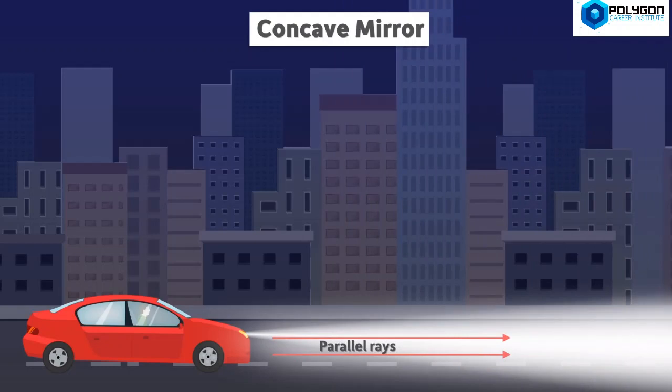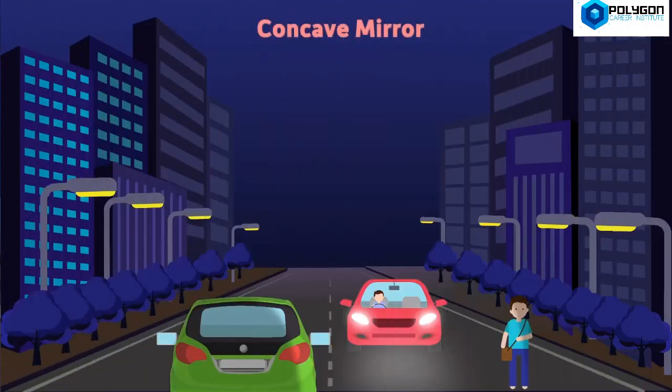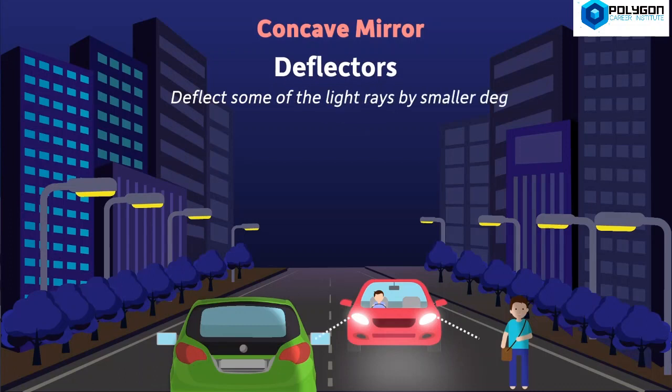That is, we also want some of the rays to travel a bit sideways. We not only want to see the road ahead, but also the things along the sides. This will help us see the vehicles coming from the other side of the road in the opposite direction. So for that purpose, we use what we call deflectors. They deflect some of the light rays by smaller degrees.